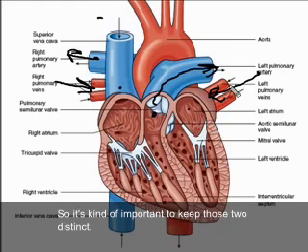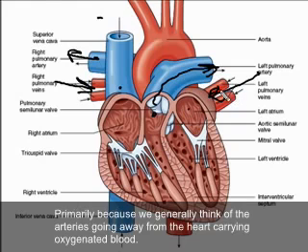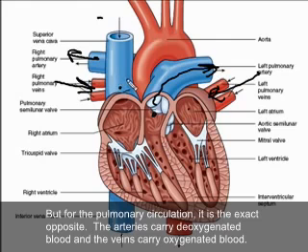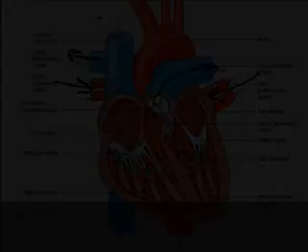So it's important to keep those two distinct, primarily because we generally think of the arteries going away from the heart carrying oxygenated blood. The veins going into the heart carry deoxygenated blood, and that's true for the central circulation. But for the pulmonary circulation, it's the exact opposite. The arteries carry deoxygenated blood, and the veins carry oxygenated blood.